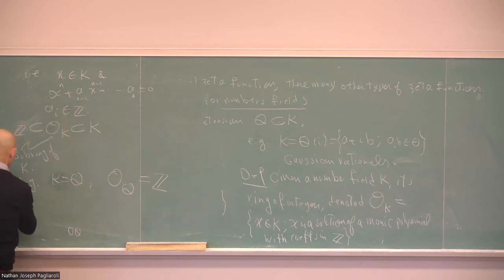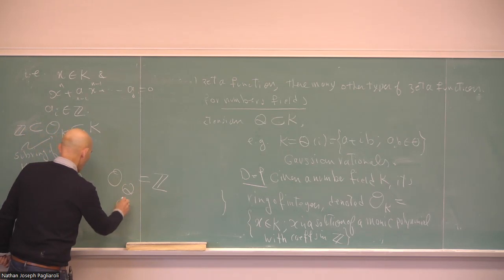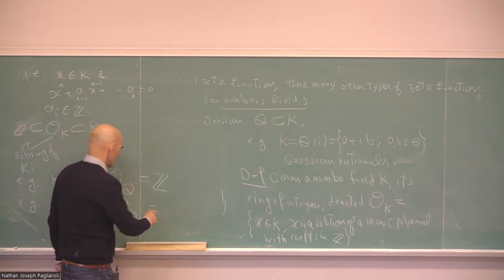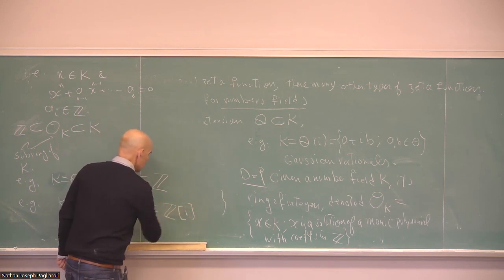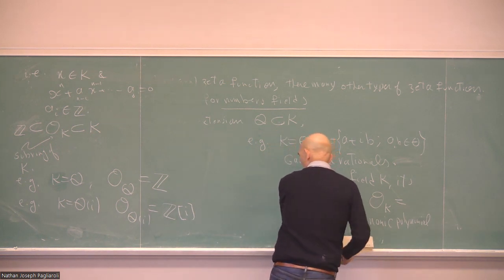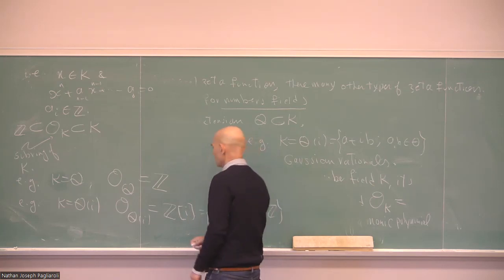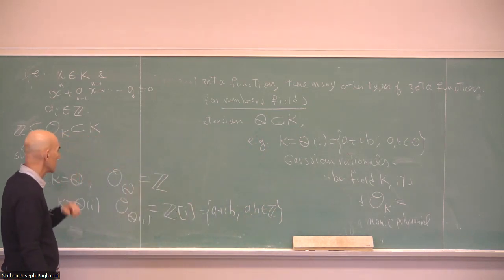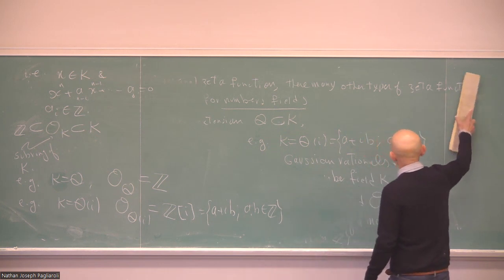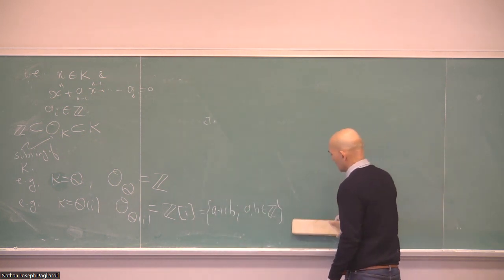That's true. So another example, for our favorite thing, the Gaussian rationals. You can check that O_{Q(i)} is actually equal to Z[i]. That's not so obvious, but it's true. But what is Z[i]? Z[i] is the ring of Gaussian integers, the set of all a plus ib, where a and b belong to the integers. Okay, good. So we have this ring of integers, which is kind of number theory in this new world of new integers, which looks much more complicated.